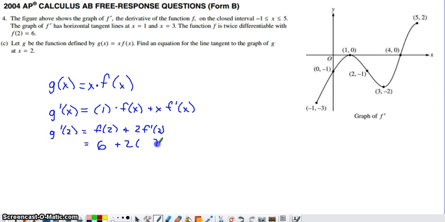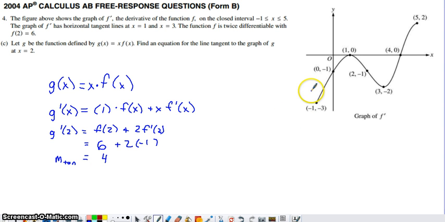So what is f prime of 2? Well, think about it. This is a graph of f prime. At 2, the value of f prime is negative 1. So we're looking at 2 times negative 1 there. And if you simplify that, that's 6 plus negative 2. 6 minus 2 is going to give you a slope of 4. So the slope of our tangent line to g evaluated at the x value of 2 is going to be 4. So we now know our slope.